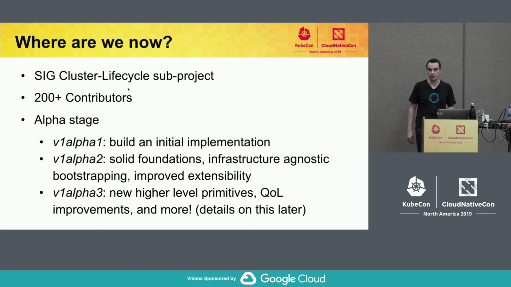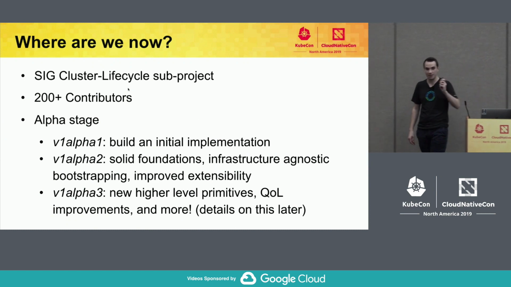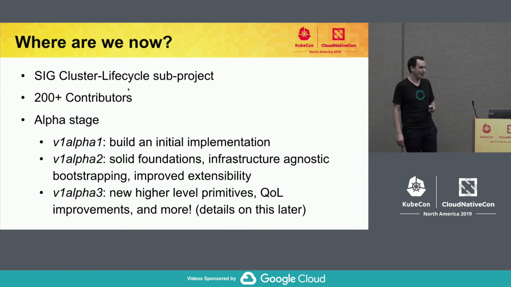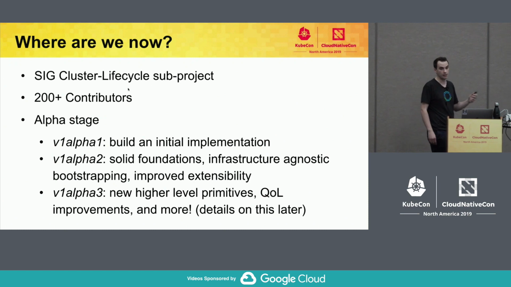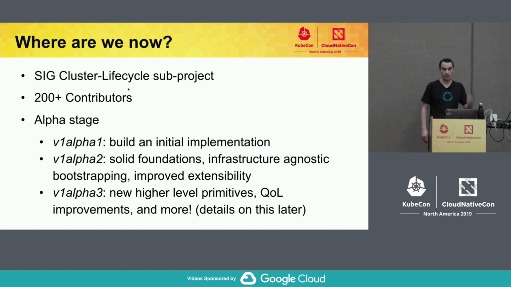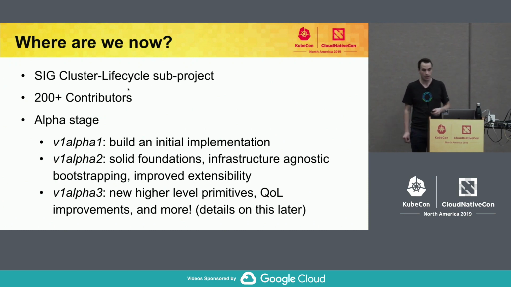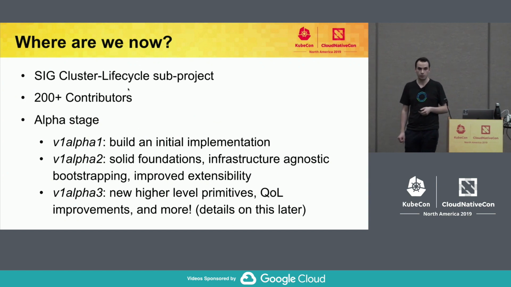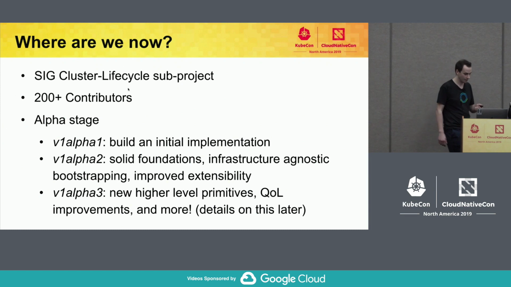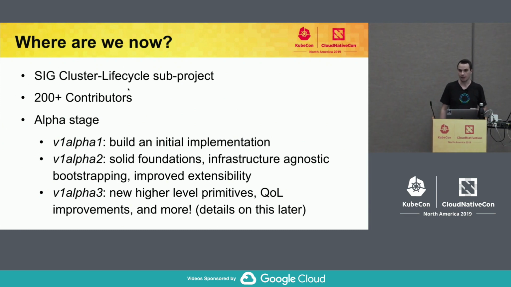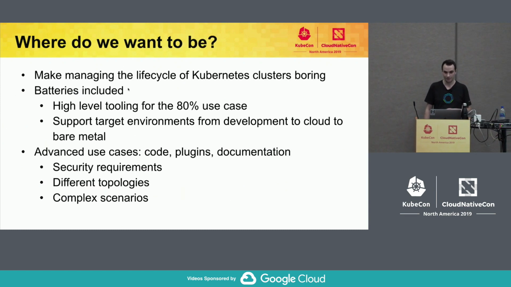And now V1 Alpha 3. This is the release I like the most, even though it's not there yet. We're going to have control plane management, new high-level primitives to manage, for example, auto-scaling group, Azure VMSS, and a lot of quality of life improvements so that new users, when they come in, they're not so scared. We'll have more on this later. There's a lot to talk about here.